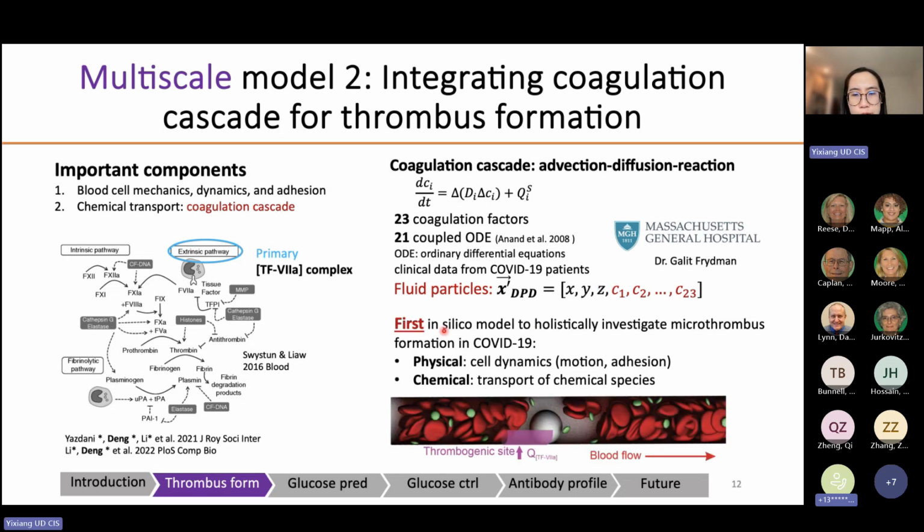And this is our first in silico model to holistically investigate microthrombus formation in COVID-19 using the parameters provided by our collaborator from MGH, addressing both the cell dynamics of the physical components and also the transport of chemical species representing the chemical component of thrombus formation.